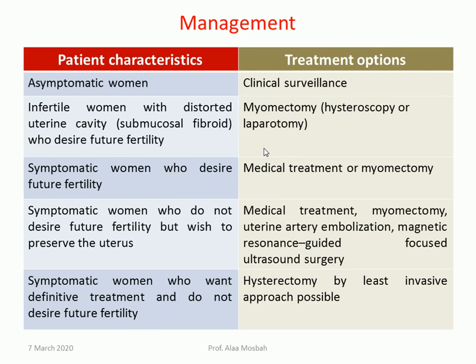In cases of symptomatic women who desire future fertility, medical treatment or myomectomy. And as we said before, we have either hysteroscopic myomectomy or abdominal laparotomy and myomectomy. Symptomatic women who don't desire future fertility but wish to preserve the uterus, I can give her medical treatment or do myomectomy or do uterine artery embolization or magnetic resonance guided focused ultrasound surgery.